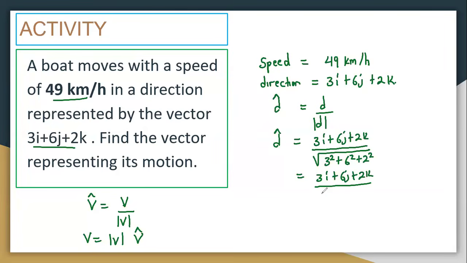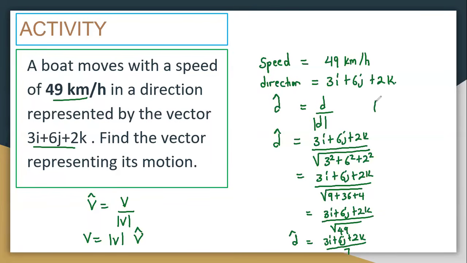When you do the mathematics, I think this is 9 plus 36 plus 4. I think this is what, 49? Something like that. So 3i plus 6j plus 2k, everything divided by the square root of 49, and the square root of 49 is 7. Now, this is the unit direction vector.